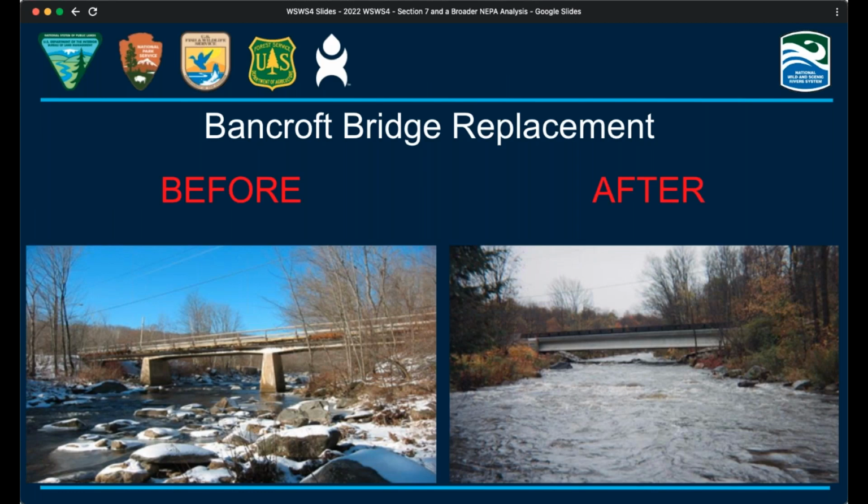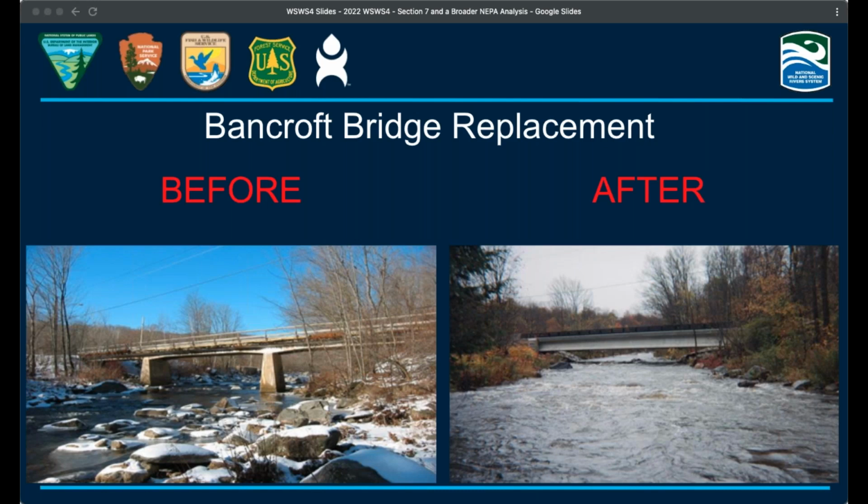Let's look at another example from the Westfield River in Massachusetts. This is a bridge replacement project that was implemented on the Westfield. The old bridge shown in the photo on the left impacted free-flowing condition because it had structural supports below the ordinary high water mark. The replacement bridge was designed to avoid placement of permanent structures below ordinary high water, and this helped to protect and enhance the recreational and fish and wildlife ORVs for this river.